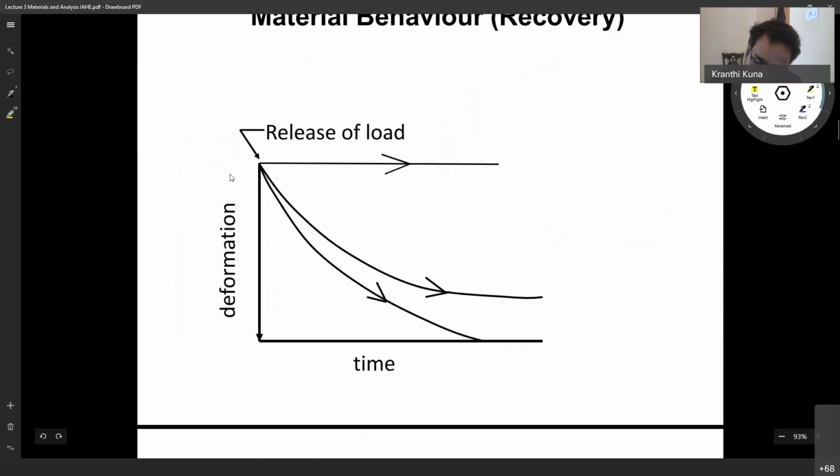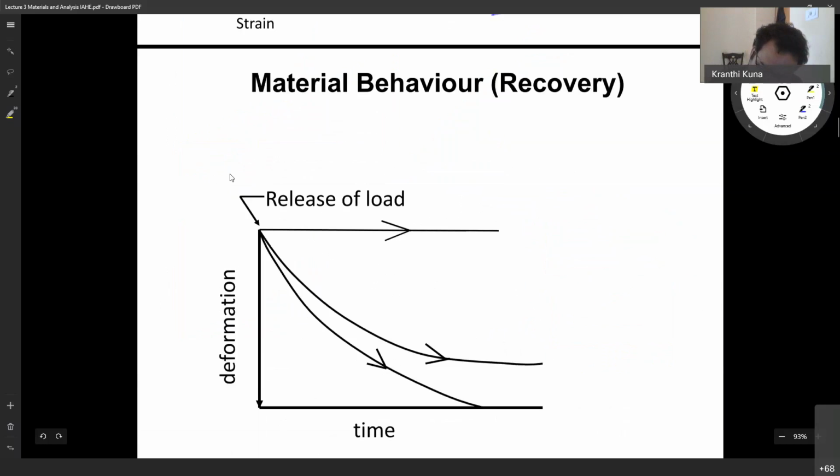Another property that dictates the asphalt layer's behavior is this: if you apply a load and you release the load, it will deform and reach complete recovery. Then we call it elastic. If the response is instantaneous, it is elastic, but if it is not instantaneous, maybe I will draw something like this.